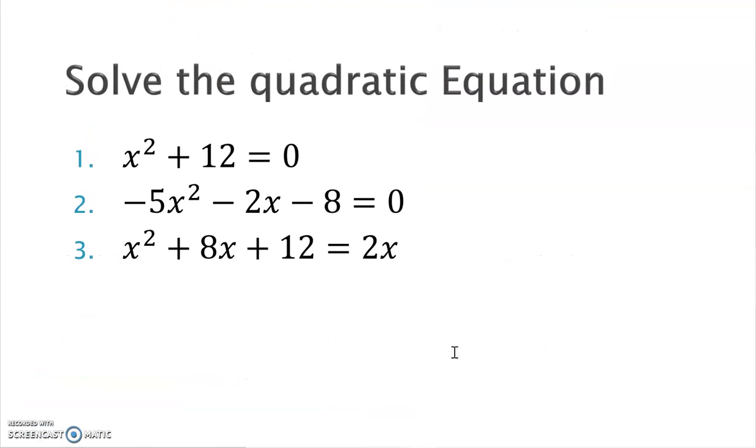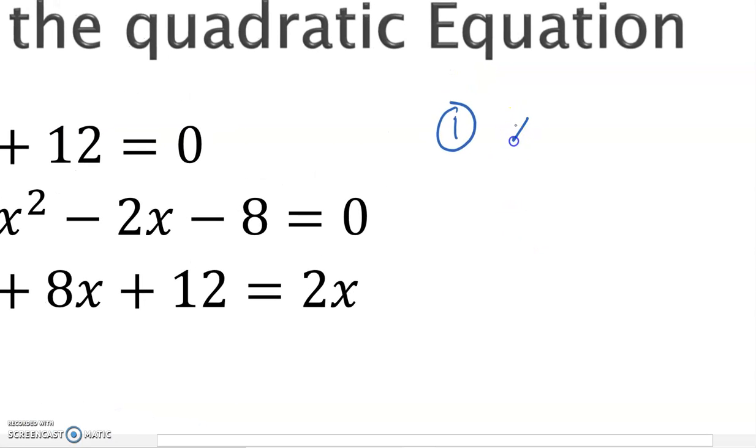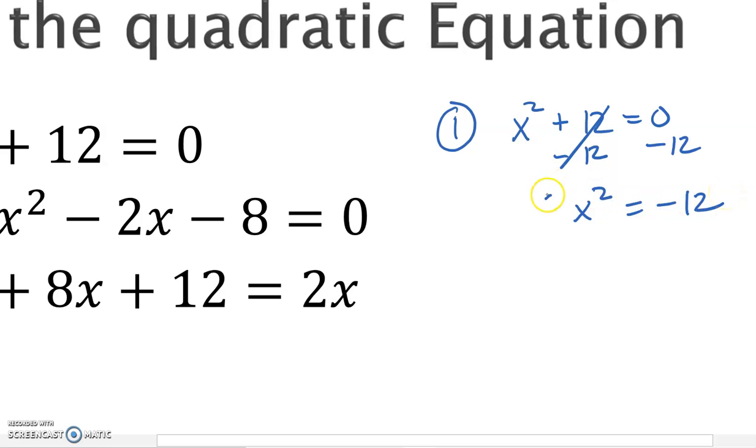Let's solve some of these quadratics. These are 3 examples. Make sure you write them down, show your work. First one, I'm going to do it right over here, is x squared plus 12 equals 0. Okay, I'm going to subtract 12 from both sides, and that gives me x squared equals -12. To undo a square, we square root.